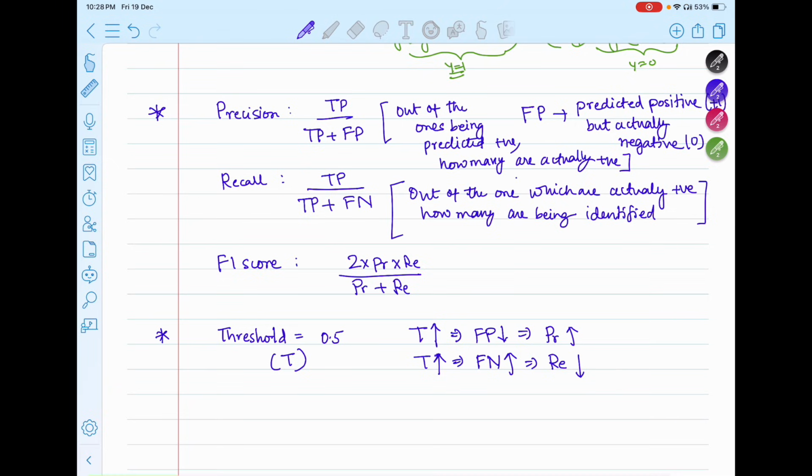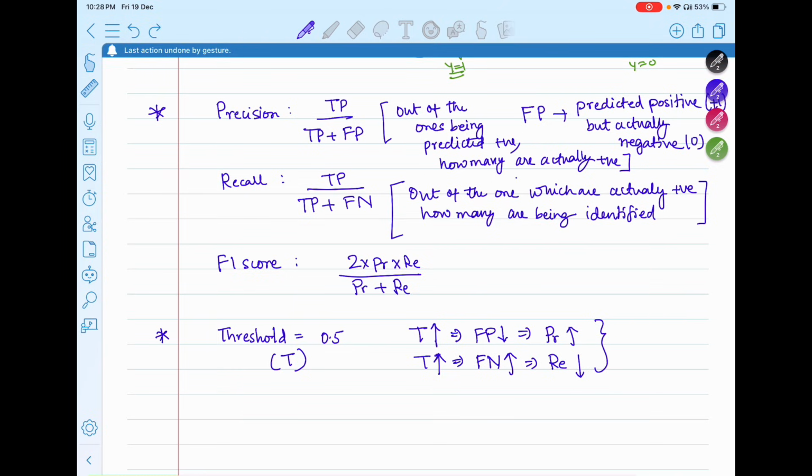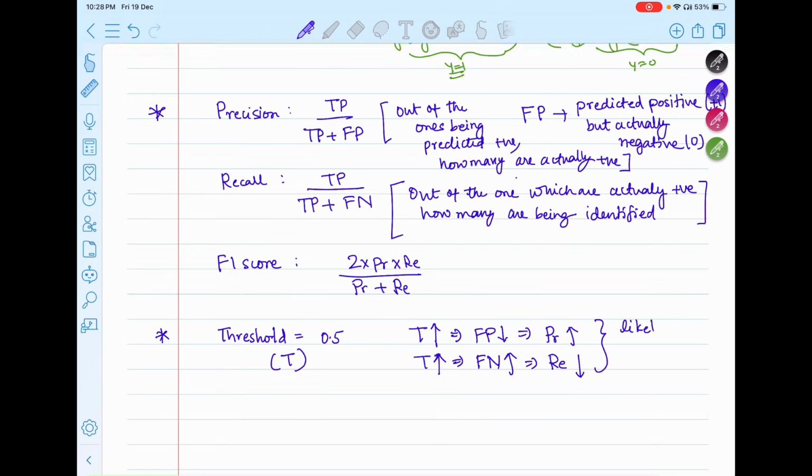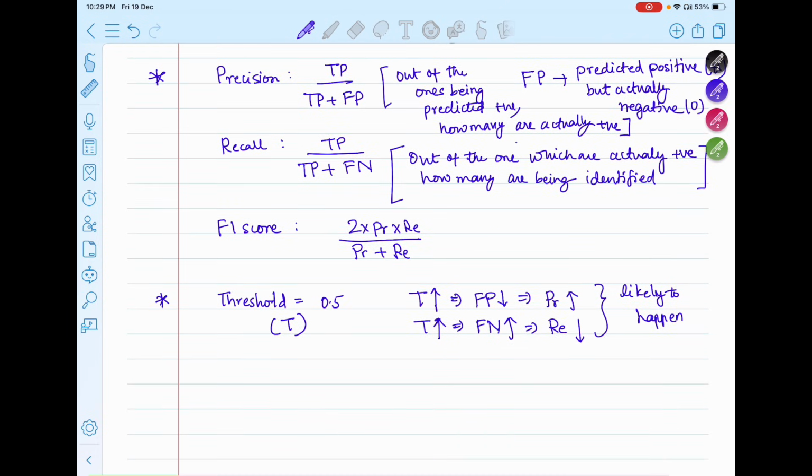Again, the other way around also can be said. When threshold decreases, false positive will increase, and then precision will decrease. Again, these are heuristics and not absolute. Or you can say that these are likely to happen. I'm not saying that it will always happen, it might not always happen. I'm just saying that it's likely to happen. Typically, this is being found in practice, and there is a reasoning for it. I think I've explained it in some other video, in that mock questions video.